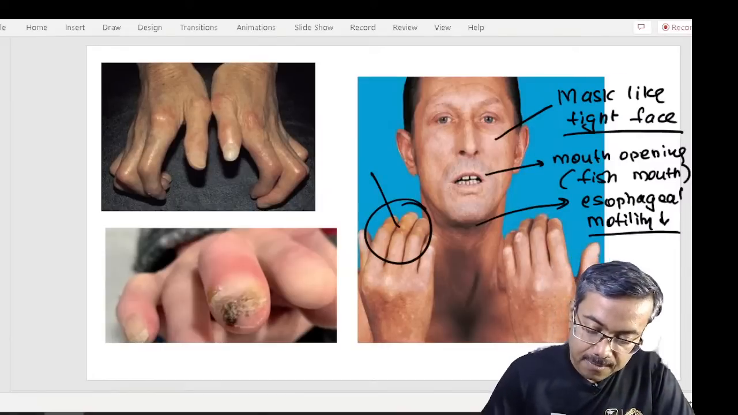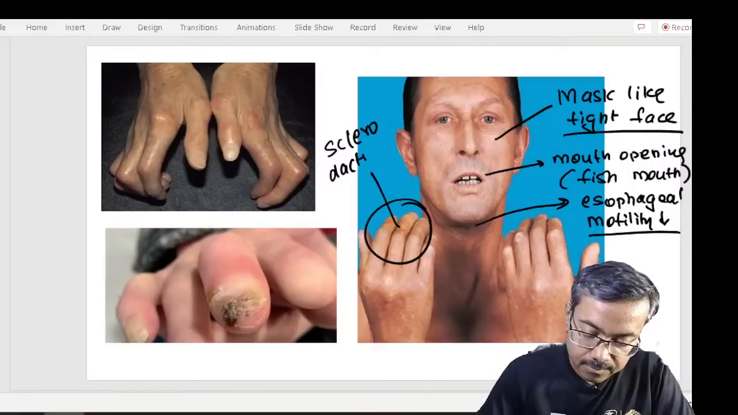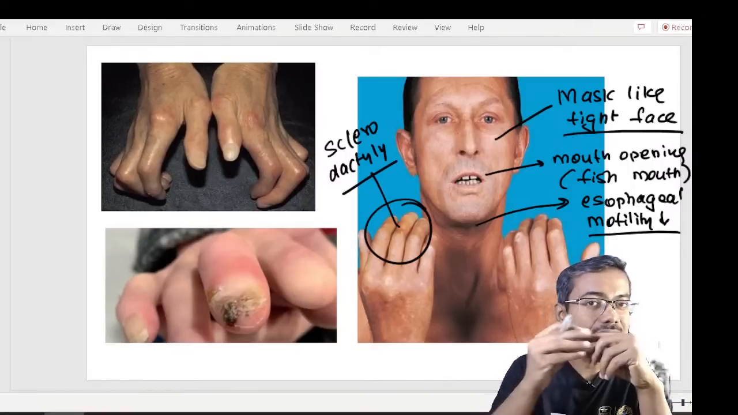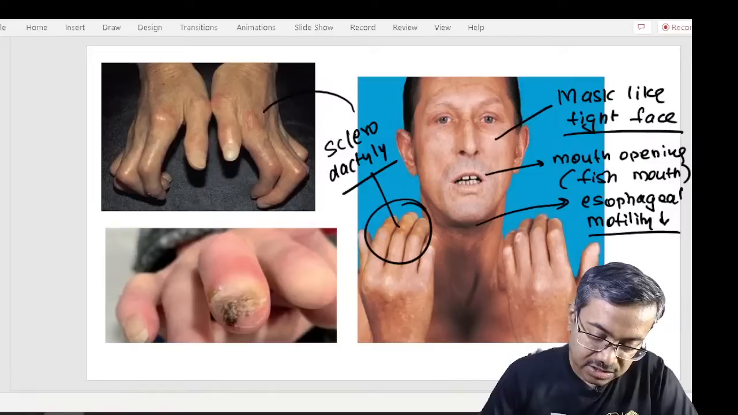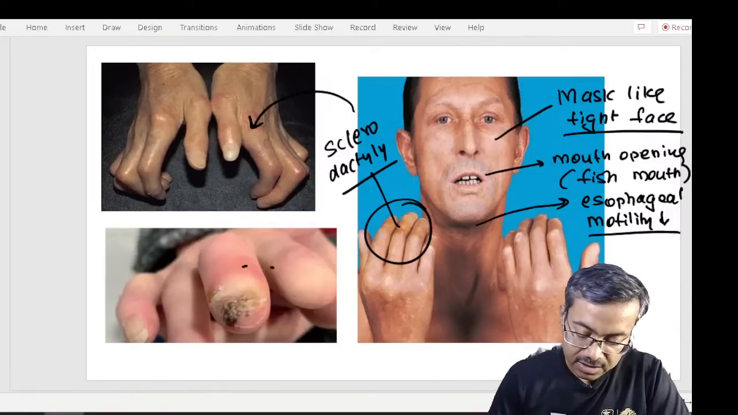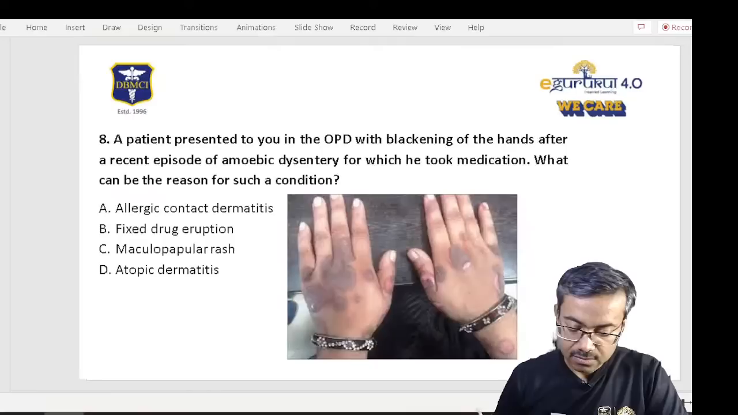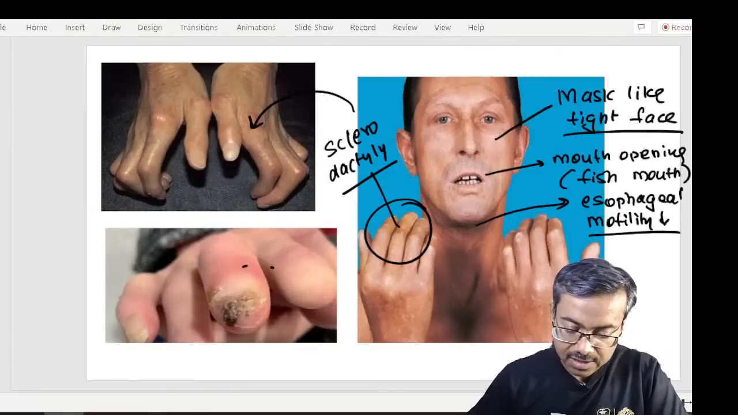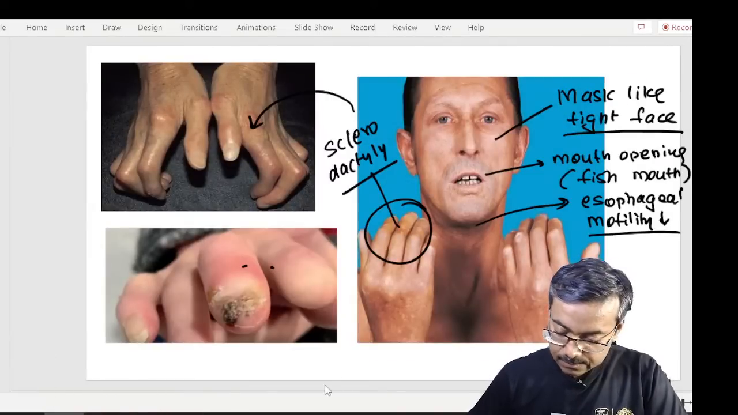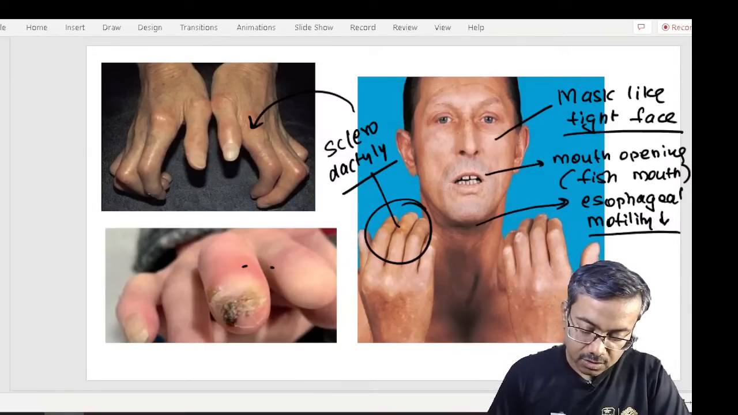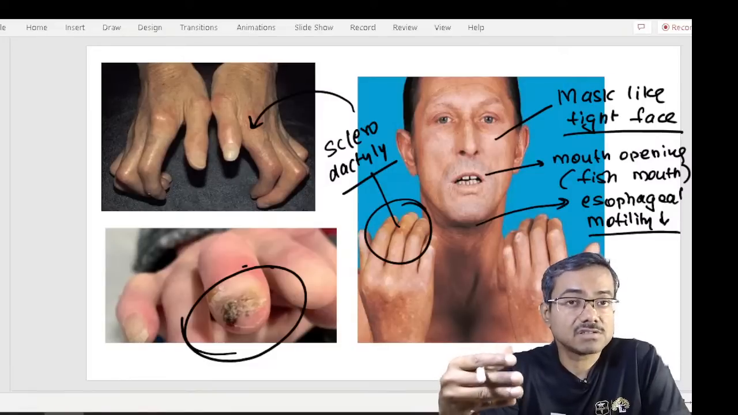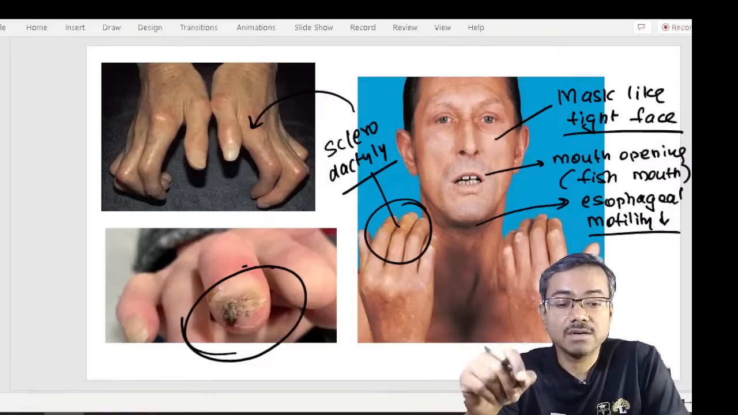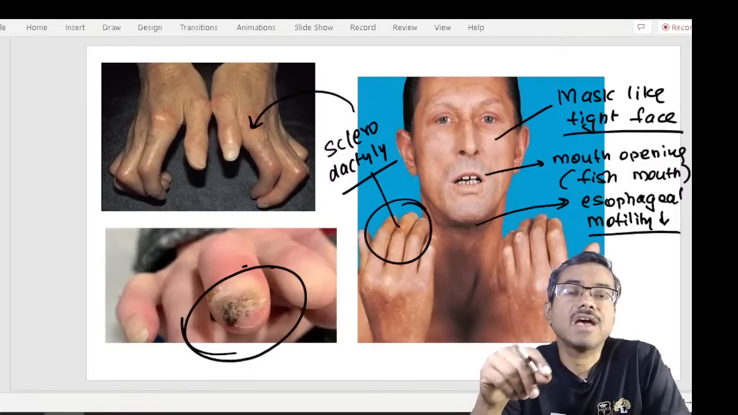Now the fingers have what is called sclerodactyly. Sclerodactyly means the fingers become very pencil-like, almost drumstick-like, very tightened fingers. Can you see the contractures also starting to come in? And these are your digital necrosis, which is happening. You can see this necrosis because the blood vessels are not giving blood into the acral zones. So you can see a bit of necrosis, digital infarcts, happening in this situation as well.